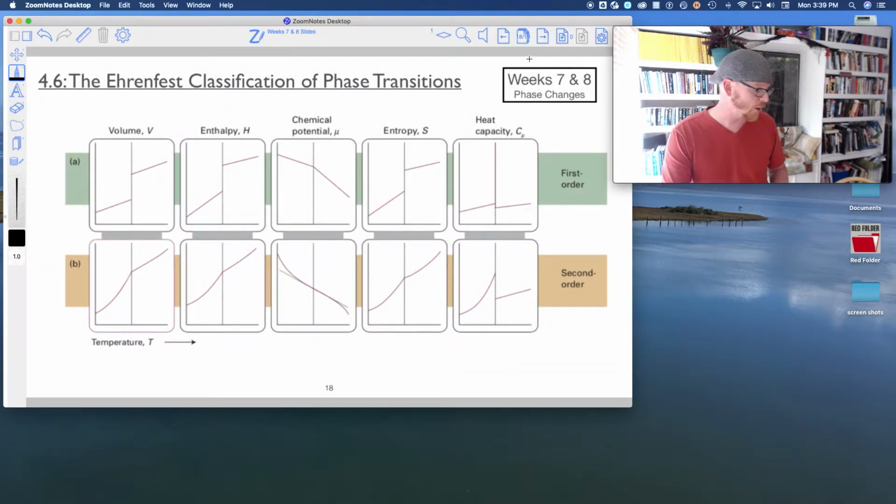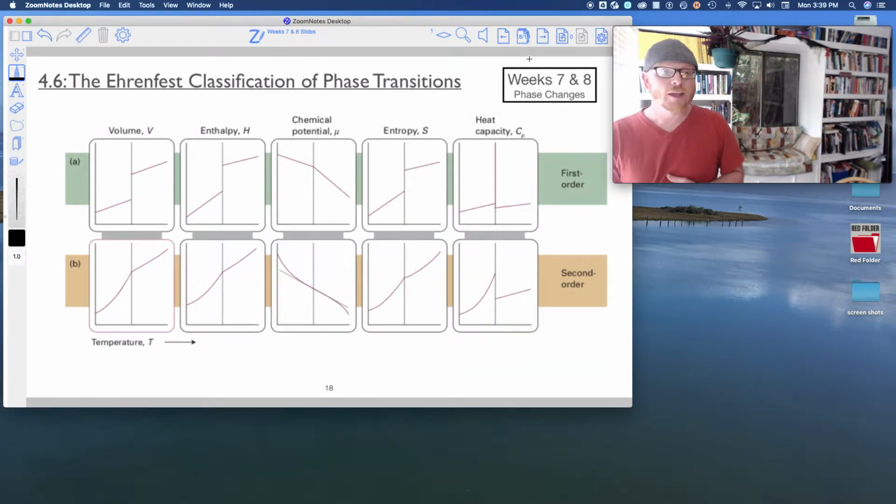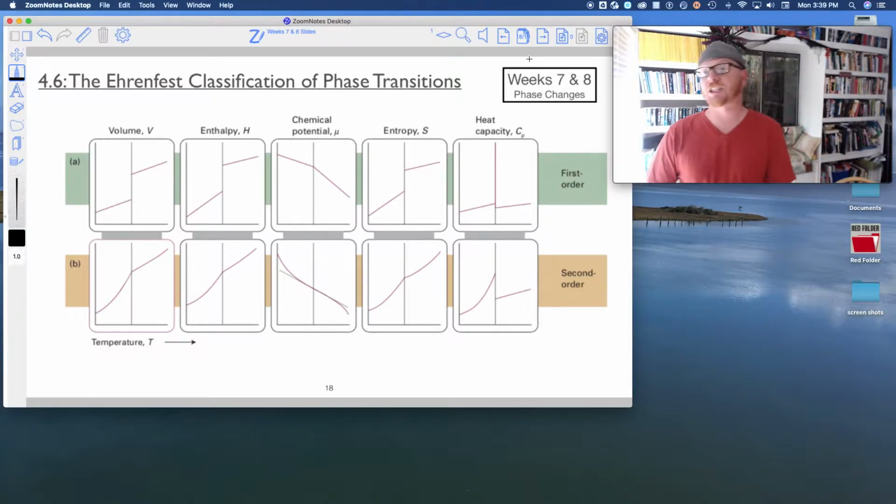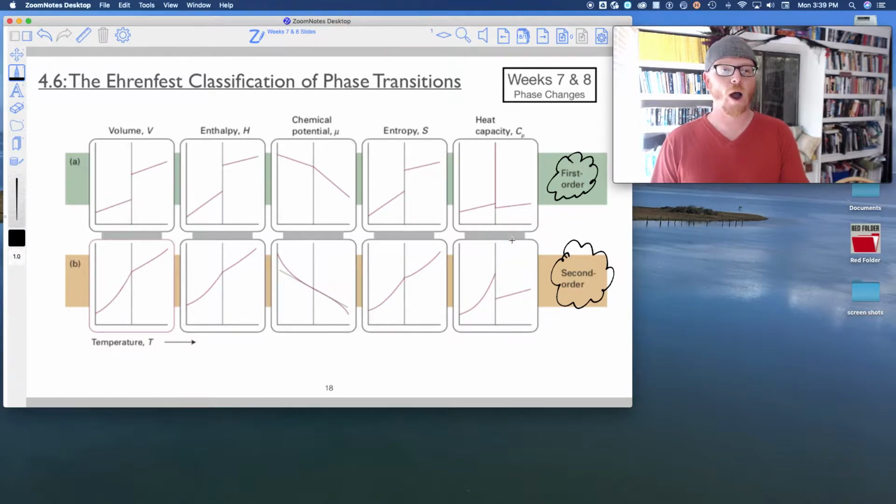Yes, the very last thing that I want to talk about is the Ehrenfest classification of phase transitions. So I mentioned earlier, there are first order phase transitions and second order phase transitions, okay? So if we just look really quickly at what happens to all of the properties of a first order phase transition as a function of temperature.